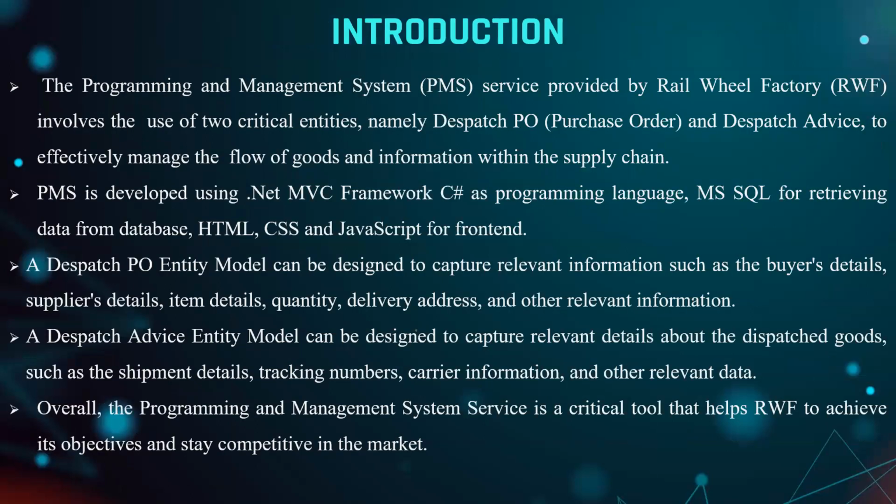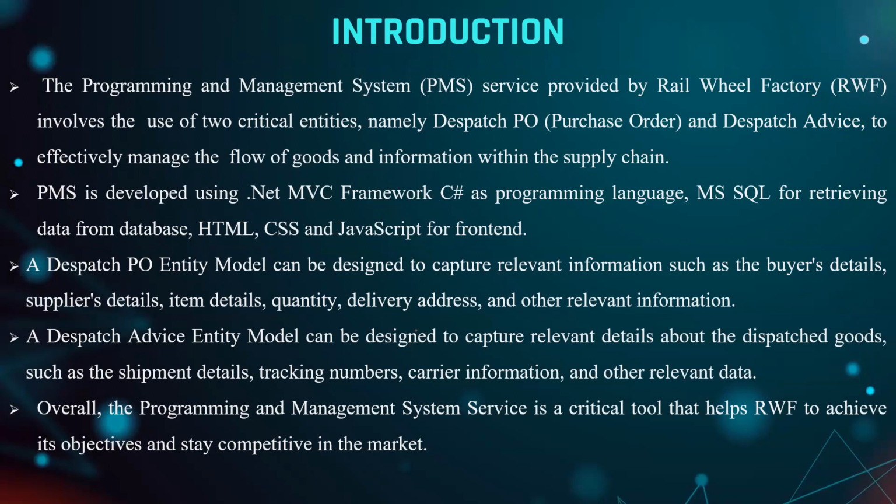Introduction. The programming and management system service provided by Rail Wheel Factory involves the use of two critical entities, namely Dispatch PO and Dispatch Advice, to effectively manage the flow of goods and information within the supply chain. PMS is developed using .NET MVC framework, C Sharp as programming language, MS SQL for retrieving data from database, HTML, CSS, and JavaScript for front-end.